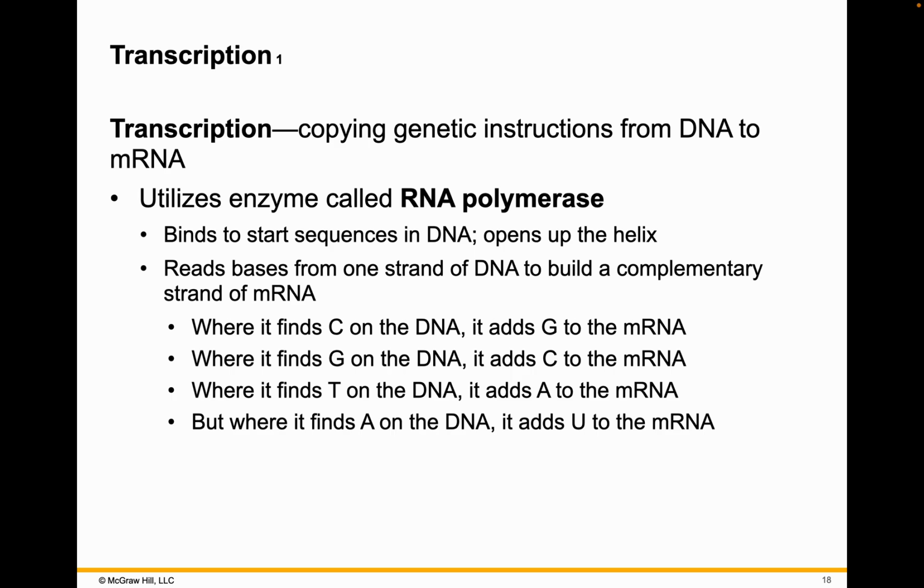RNA polymerase will read bases from one strand of DNA and build a complementary strand of RNA, which means that when it gets to a C on the DNA, it will add a G of RNA. When it finds a G on the DNA, it will add a C of RNA. When it finds a T on the DNA, it adds an A of RNA. And where it finds an A, it does not add a T, it adds a U of RNA. Remember, there's no T in RNA.